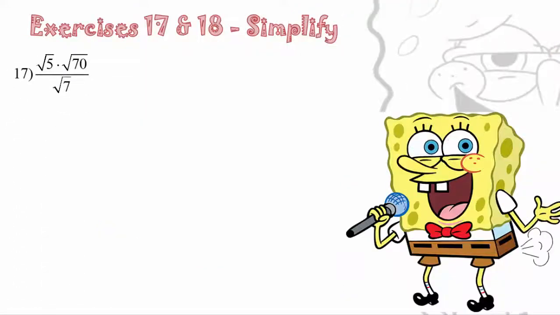In example number 17, we have square root of 5 times square root of 70 over square root of 7. So we see this one's a little bit more complicated because we also have the multiplication. So let us go over to the whiteboard and work this one out. Now let's look at example number 17.